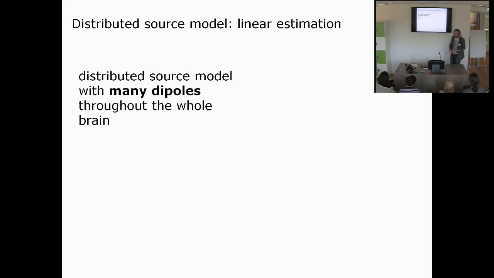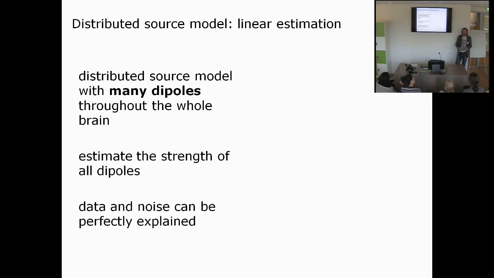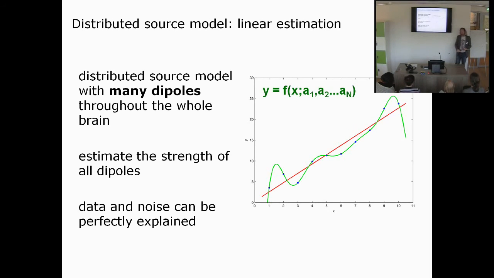As I mentioned, we have a distributed source model with many dipoles throughout the whole brain, and we estimate the strength of all these dipoles. However, because we have many more parameters than measurements, the data, but also the noise can be perfectly explained. If we return to our toy example, you can imagine that we take our measurements and fit a model with a lot of parameters. And then this is the fit that we're going to get.